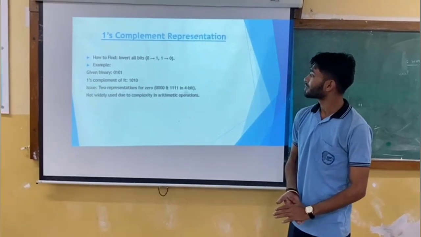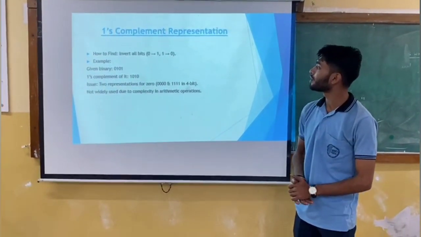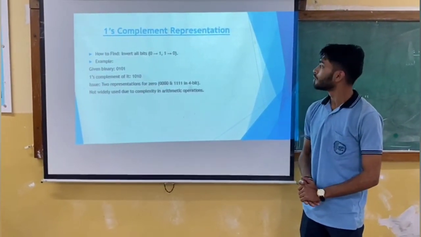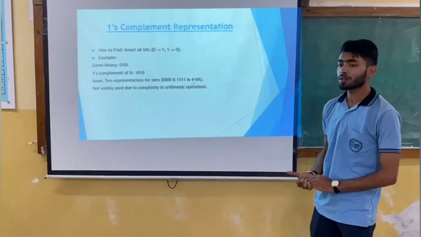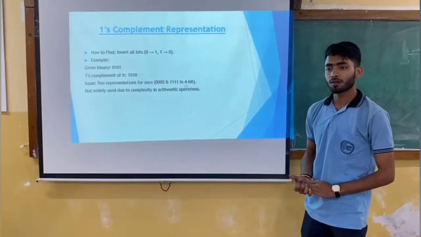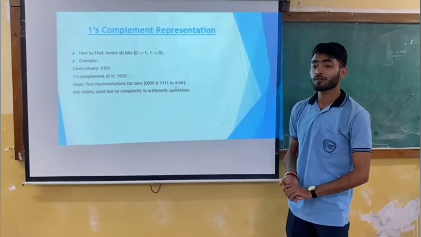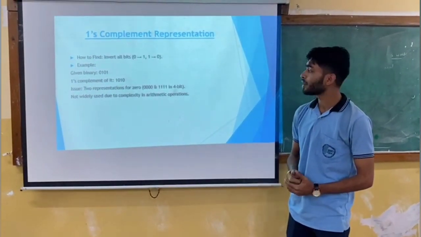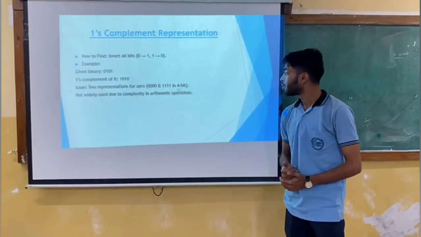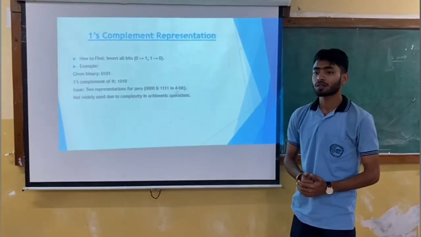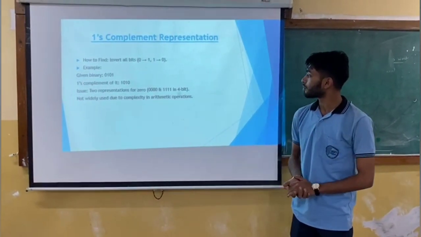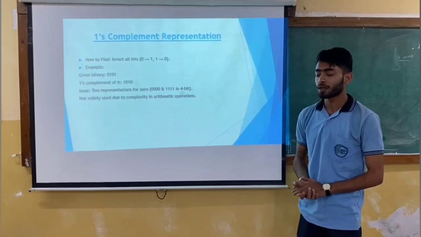so as given, to find it we invert all bits, so we are changing all the zeros to ones and ones to zeros. And the example is the same. The issue with the ones complement is that for 0 we have two representations, that is, 4 zeros and 4 ones in 4 bits.